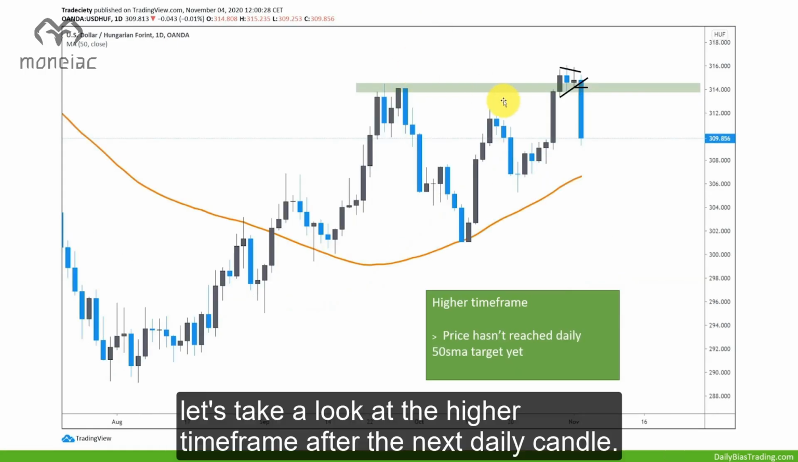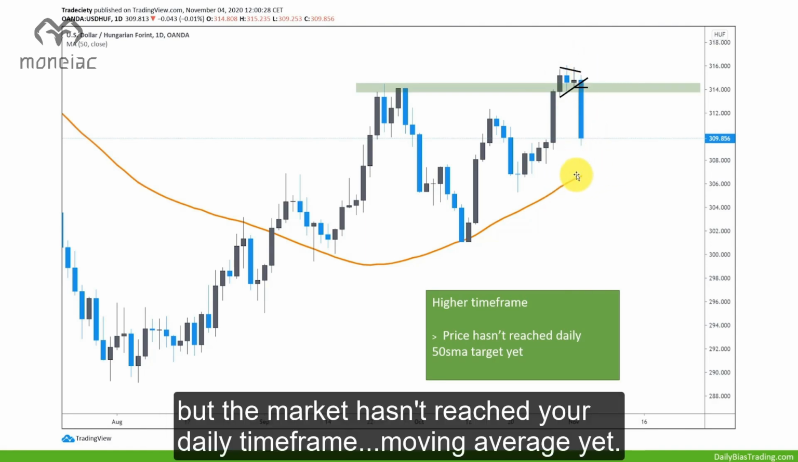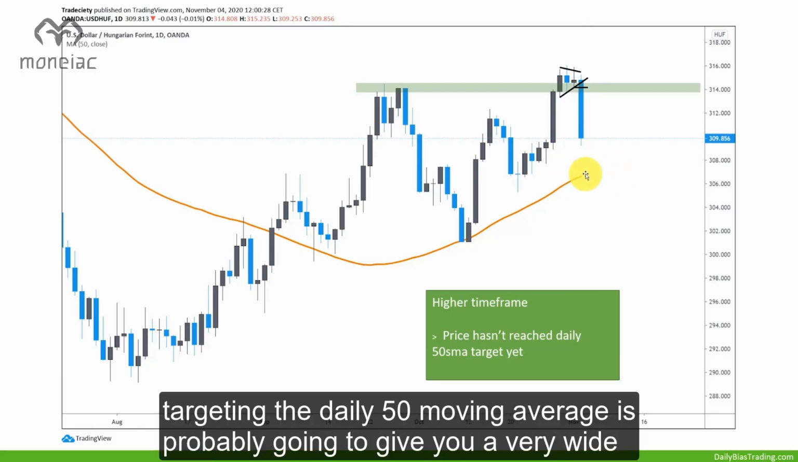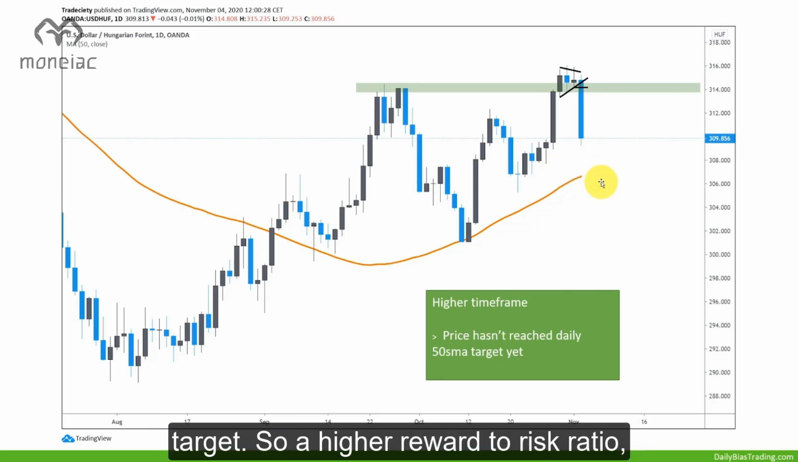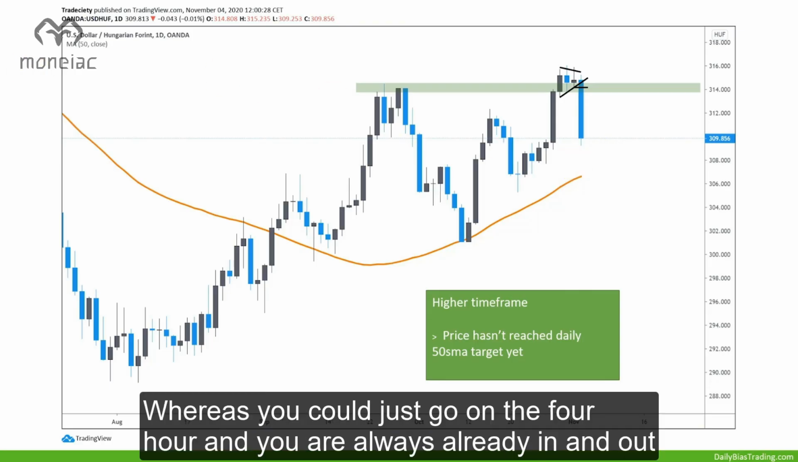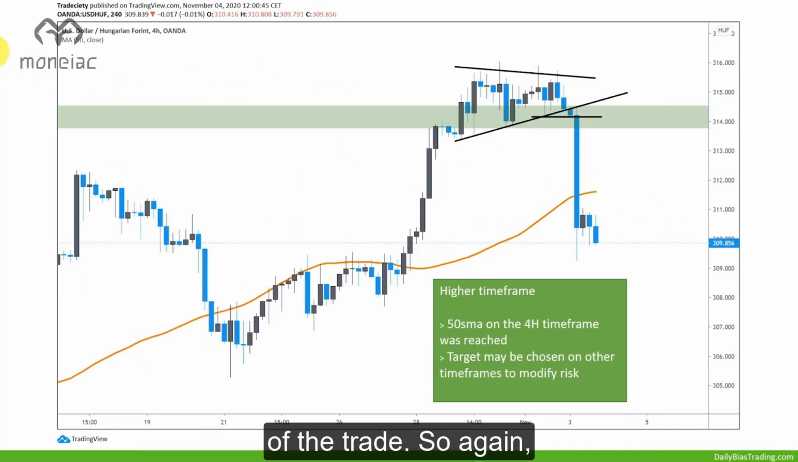Again, let's take a look at the higher time frame after the next daily candle. So this was the daily bias. Then you can see the next candle really exploded, but the market hasn't reached your daily time frame moving average yet. So as I said in the beginning, targeting the daily 50 moving average is probably going to give you a very wide target, so a higher reward to risk ratio, but you will have to stay in the trade longer. Whereas you could just go on the 4 hour and you are already in and out of the trade.